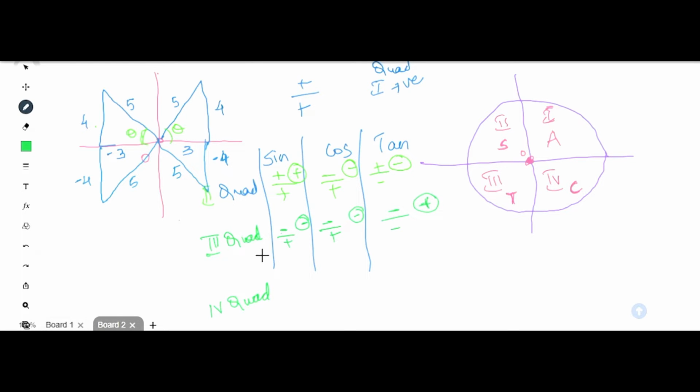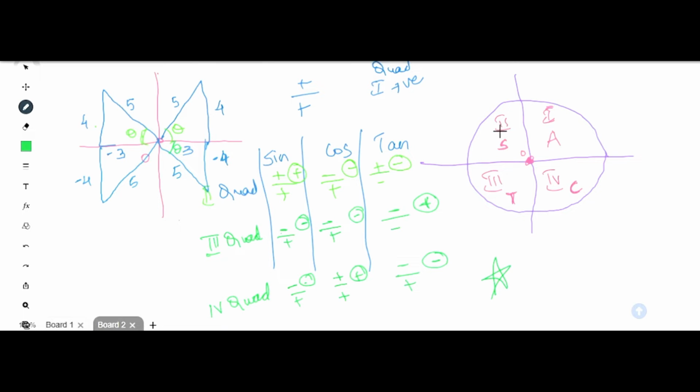So what about the fourth quadrant? Sine would be negative over positive, which gives you negative. Very good. Cos would be positive over positive, which would give you positive. And tangent would be negative over positive, which is negative. Very good.